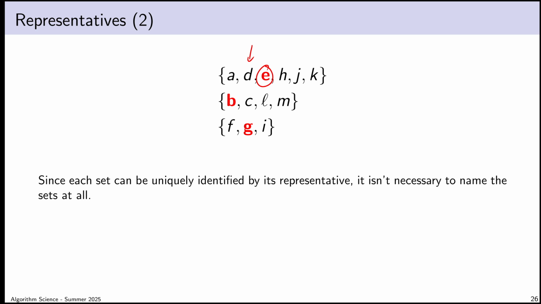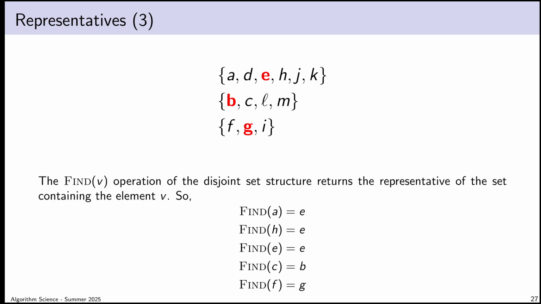If I want to talk about the first set, I will talk about the set represented by E. If I want to talk about the last set, I will talk about the set represented by G. Now, the find operation, which we saw a few slides ago, takes any element and then returns the representative of that set. So if I call find on A and I call find on H, I will get E in both cases because E is the representative of that set. In fact, if I call find on E, I will also get E.